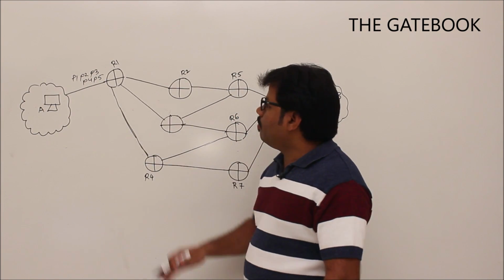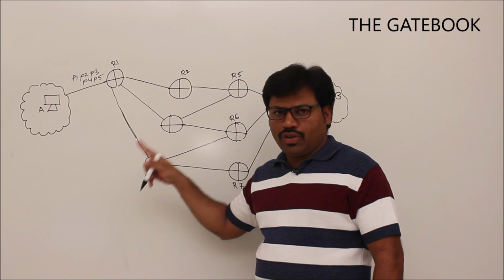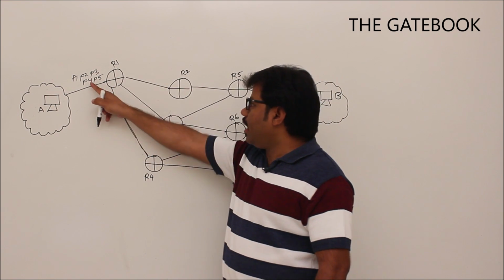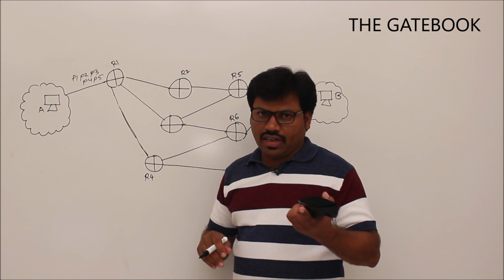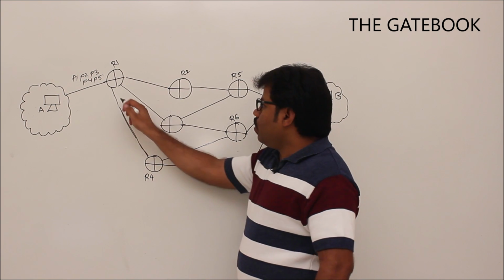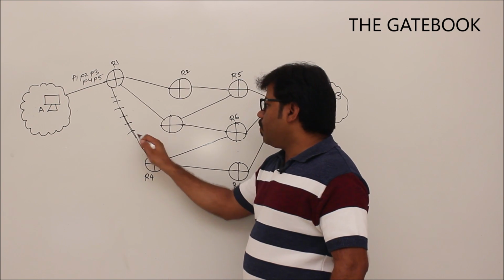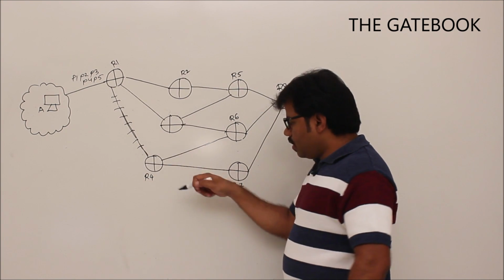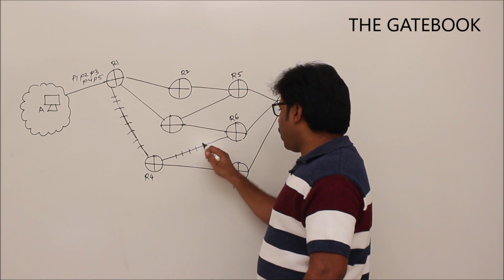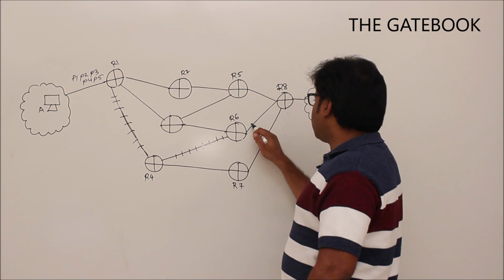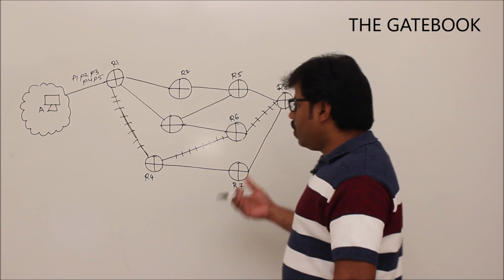Let's see one more problem. Let's say A is sending all its packets P1, P2, P3, P4, P5 to B. In this process, let's say they initially arrive at R1. Now R1, using its dynamic routing algorithm, decided to send all its packets through this path. Similarly, R4 using its algorithm decided to send all its packets through this path. Now R6 selected this path. R8 selected this path. We don't know the reason.